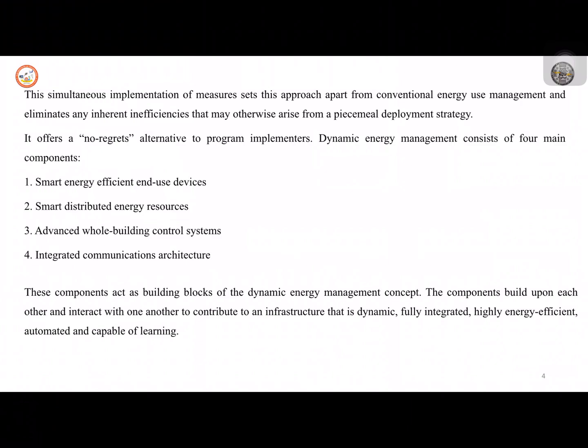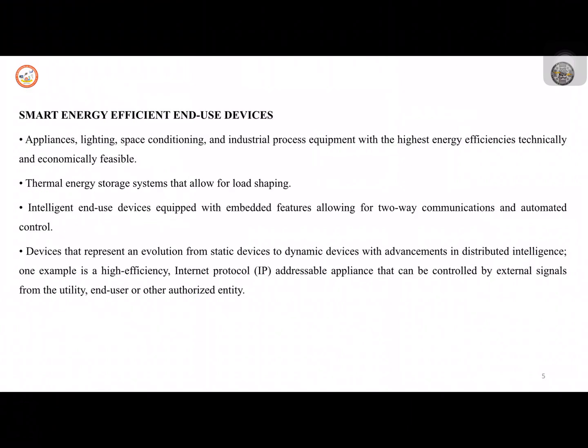The components build upon one another and interact with one another to contribute to an infrastructure which is dynamic, fully integrated, highly energy efficient, automated, and capable of learning.